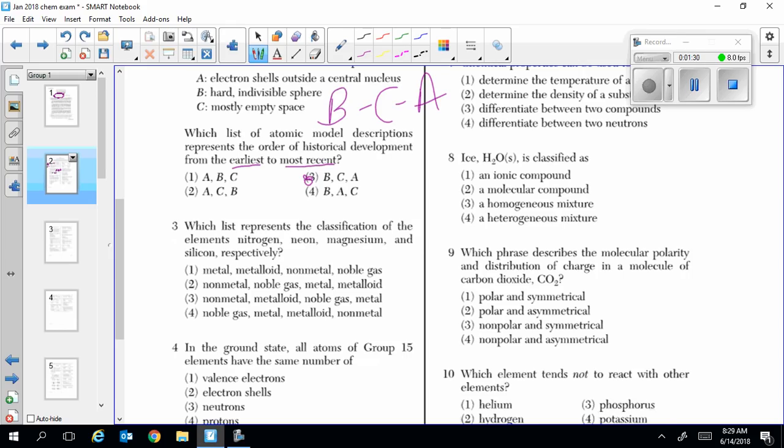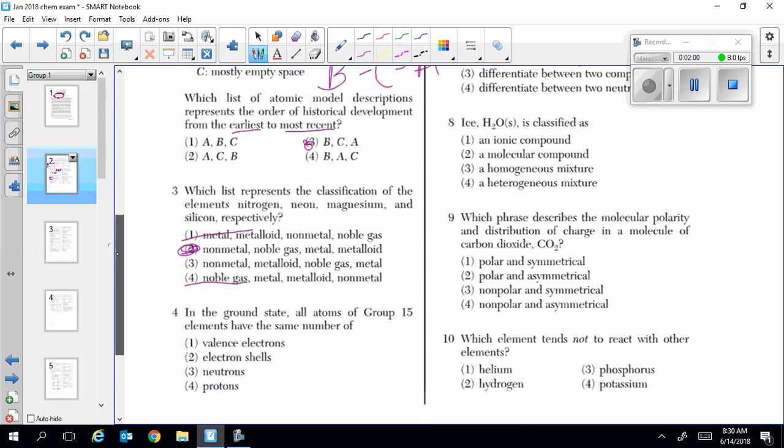Which list represents the classification of the elements nitrogen, neon, magnesium, and silicon? All right, so we need to grab our reference tables. It's important you've got a reference table, scrap paper, and calculator out alongside you to do this. So nitrogen is in group 15. It is a non-metal. So right away I can cross off 1 and 4. And then neon is in group 18, so it's a noble gas. So there's my choice. It's got to be number 2 because neon is a noble gas. Magnesium is a metal, and silicon has 2 sides touching the staircase, so it's a metalloid.